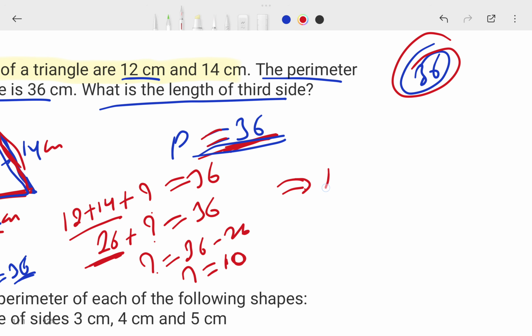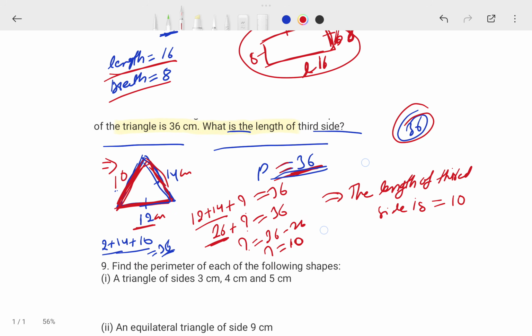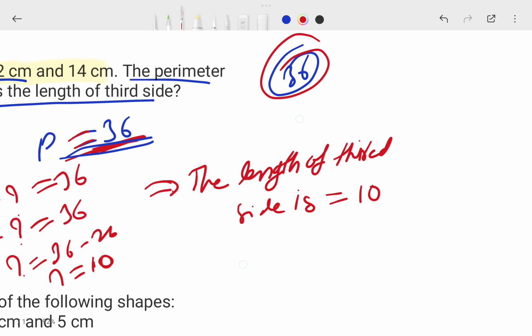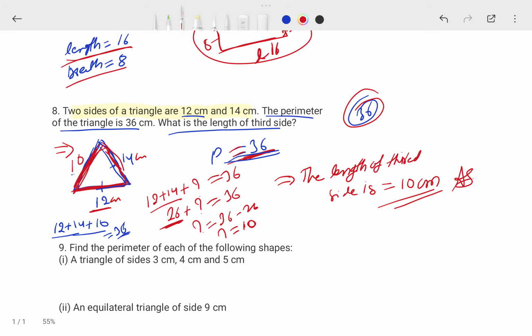Okay, so the length of the third side is 10 centimeter, right? It's a centimeter. Okay, 10 centimeter. Now this is the only answer. Is it clear to you?